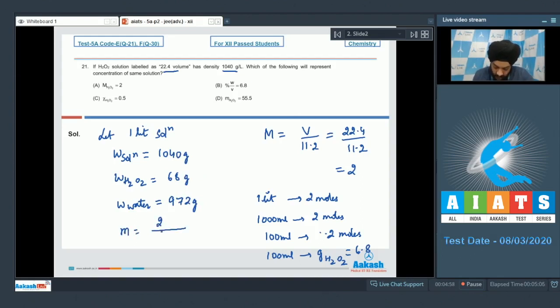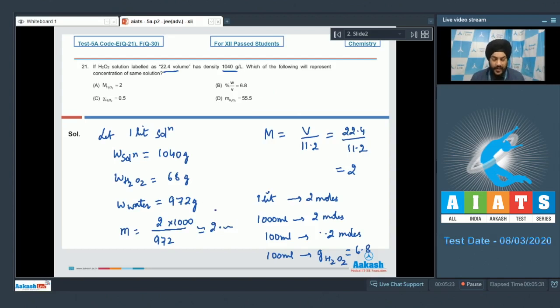Now if we talk about the molality, students, the molality will be given by moles of solute, which is equal to 2 divided by the kg of solvent. So the kg of solvent will come out to be this much, 972 by 1000. So this will approximately be equal to 2 point something. So the number which is given to us is very large. This will not be a match.